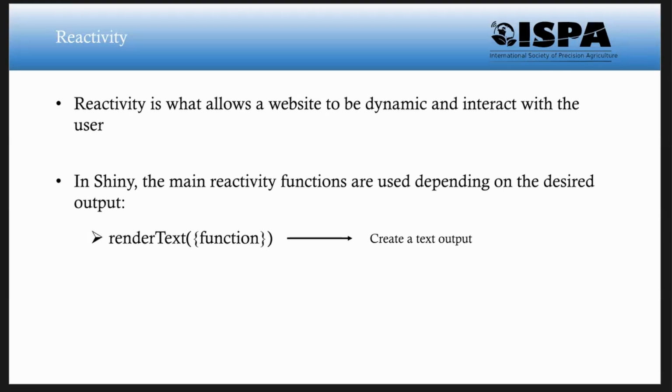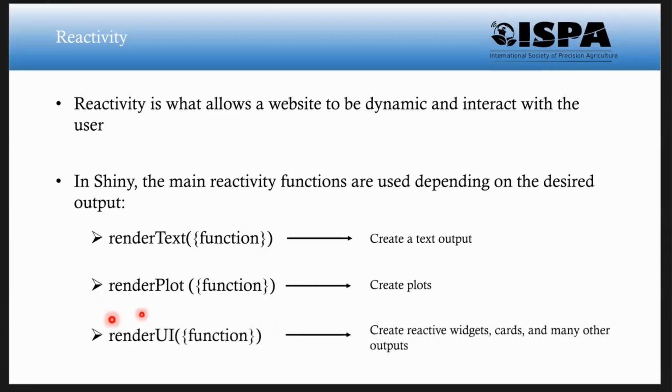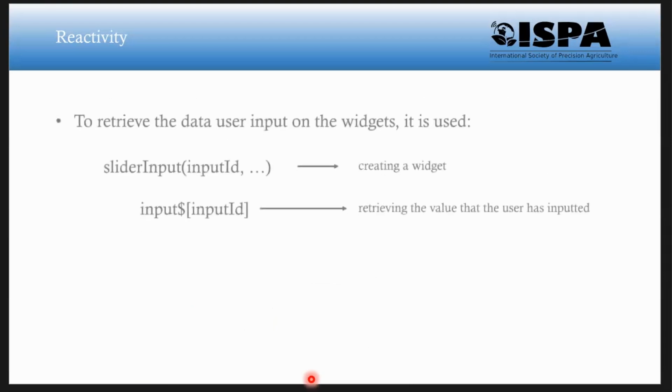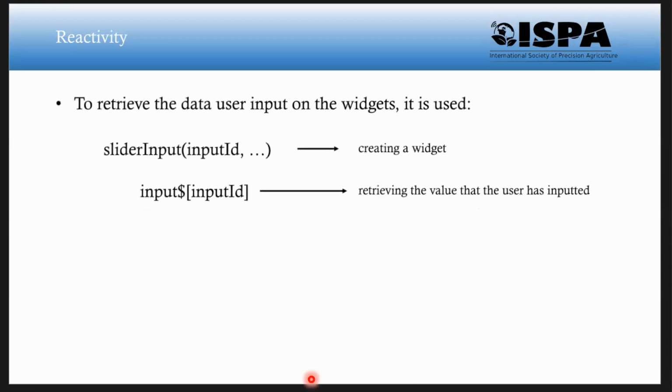So if we have a function like this, renderText, this will create a text output. renderPlot will render a plot. And more general, renderUI will create reactive widgets, cards, and many other outputs that you want. These three are the main ones. This part will be confusing, but showing will make it crystal clear.